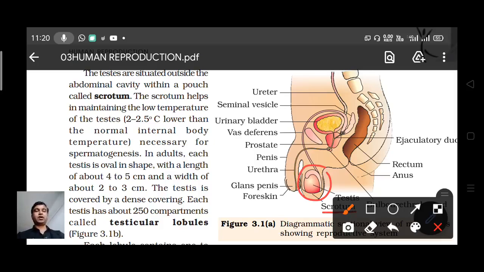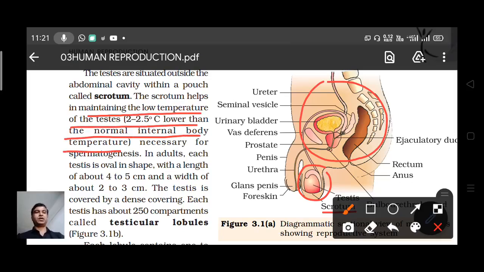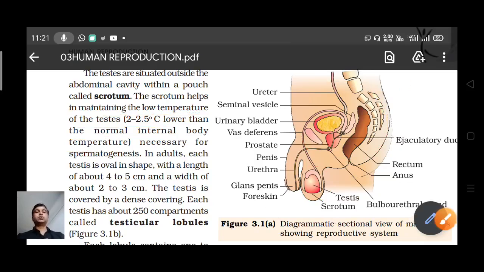The testis is located outside the abdominal cavity. This is the abdominal cavity, which is present outside this one. So what is the significance of the scrotum? It helps in maintaining a low temperature, 2 to 2.5 degrees lower than the normal internal body temperature. If the body temperature is 37, the scrotum temperature is 35. Clear? So this is required for spermatogenesis.